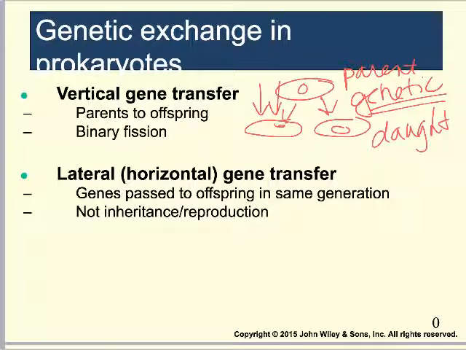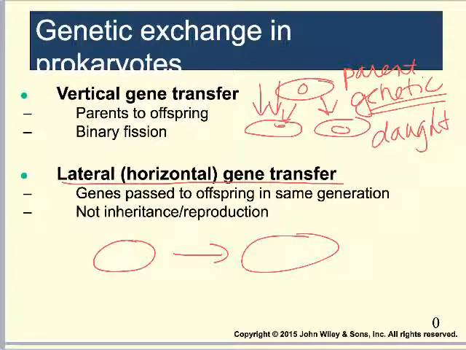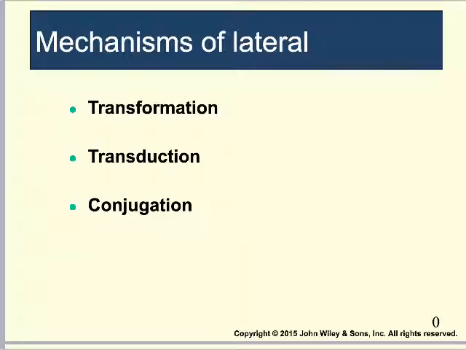Now bacteria have horizontal or lateral transfer. So they have transfer within a generation. It'd be like you passing DNA onto your sibling without having sex. So it's not inheritance, it's not reproduction, but they can swap DNA. They can move DNA around. That gives them an advantage evolution-wise because they can be modified. Here are 3 mechanisms of lateral movement. The first is transformation, the second is transduction, and the third is conjugation.